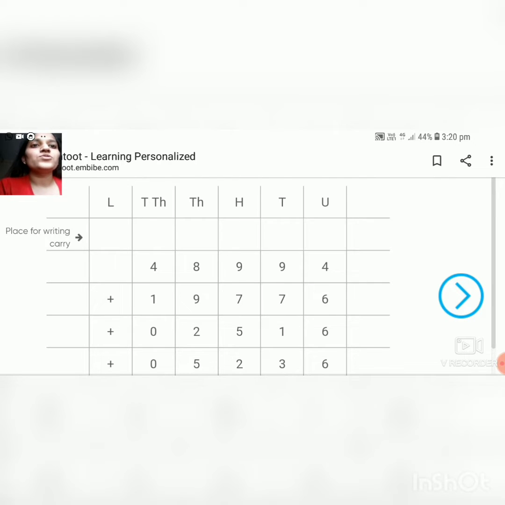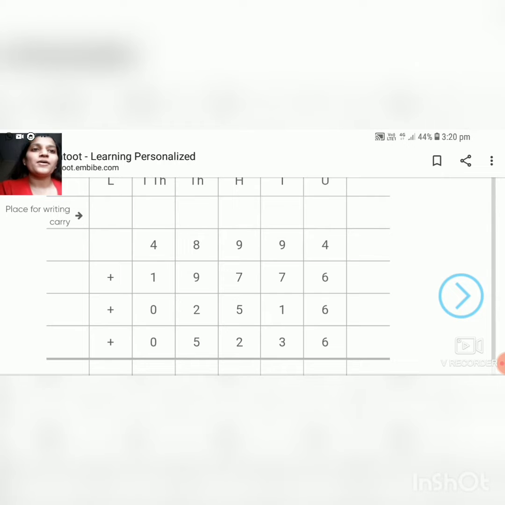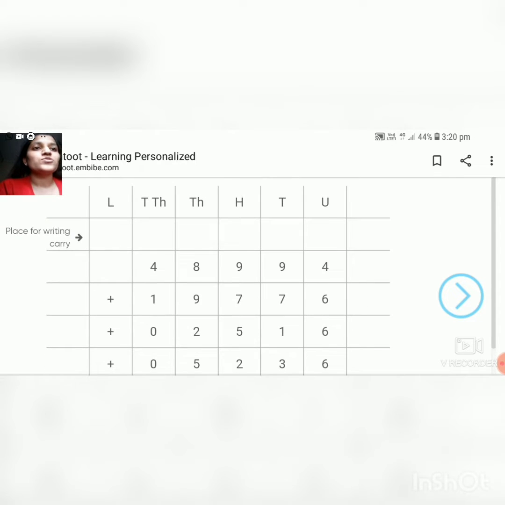Now we are going to solve addition of 5-digit numbers and above. We are going to solve this one sum and you are going to solve the next sum. So students, here we can see that in the unit place there are 4 digits, right? 4 plus 6 plus 6 plus 6. So here we are going to add.